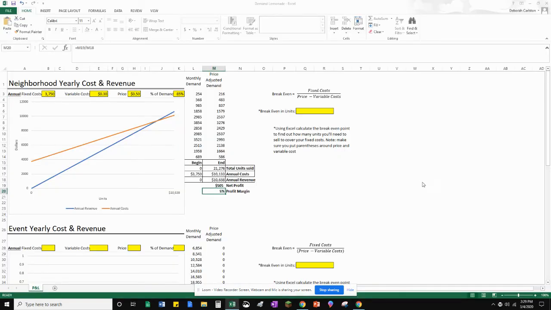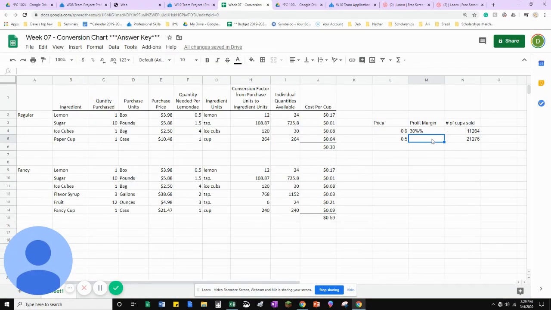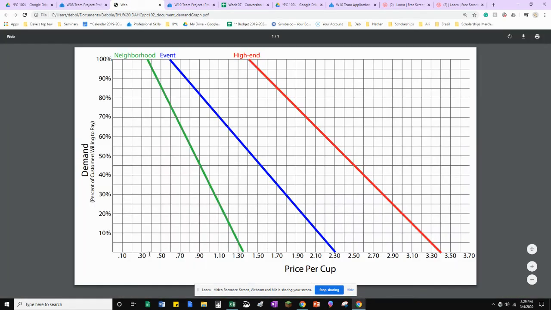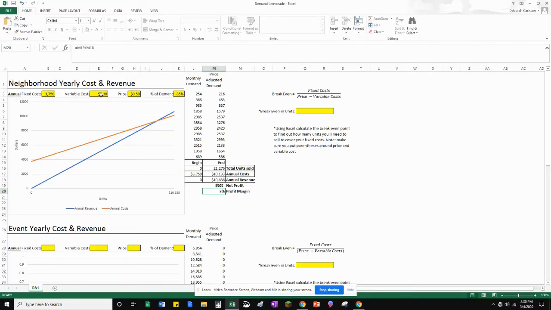My profit margin is 5%. So I've still made a profit, and I've sold a lot of lemonade, so that's something to look at. Let's look at one more price here. So let's say I decide to sell it for 40 cents. At 40 cents, 95% of the customers would buy it.